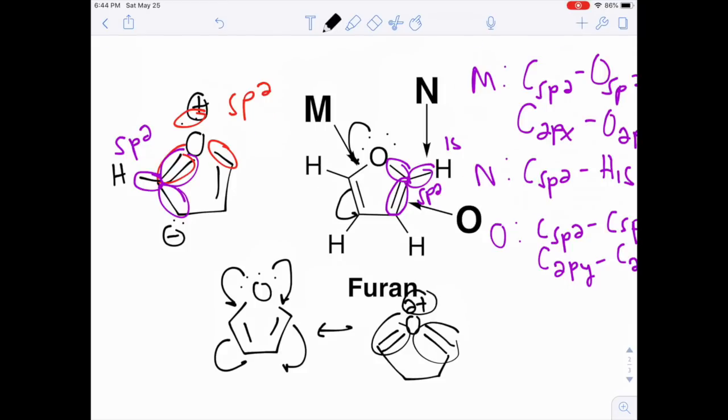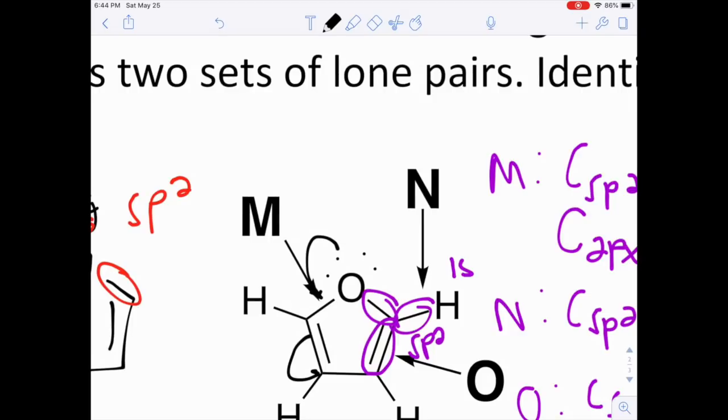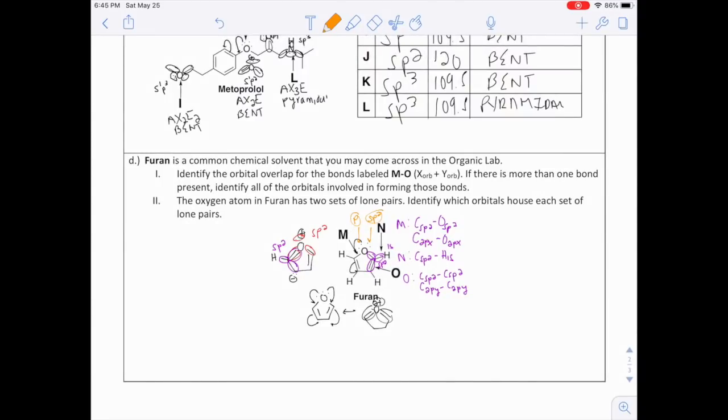So that's going to bring us to our second part: the oxygen atom in furan has two sets of lone pairs. Identify which orbitals house each set of lone pairs. Well, clearly we just showed that only one of those lone pairs is allowed to resonate, not both. So the one that is allowed to resonate is going to reside in a p orbital, and the one that can't resonate is going to stay in a hybrid orbital. So you could just say that this one, because I decided that it resonates, is going to be in a p orbital, and this one is going to be in an sp2 orbital. Okay? So I hope that makes more sense on the type of bonding that is present in atoms and molecules.